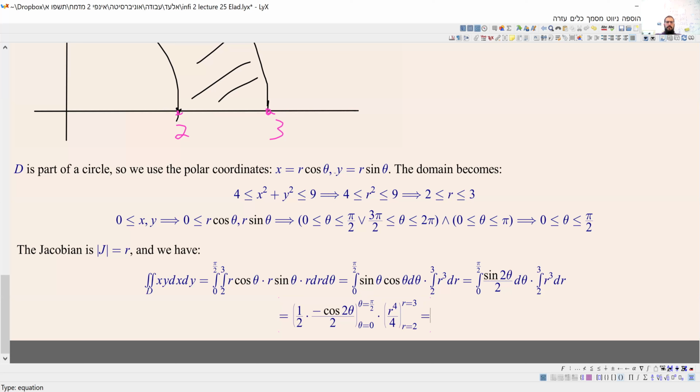Okay. So cosine pi is minus 1. With the minus, it's actually 1. Minus minus is plus. Cosine 0 is 1, so it is 2. So it's half times 2 over 2, multiplied by 3 to the power 4, which is 81, minus 2 to the power of 4, which is 16, over 4. So we are finished with 65 over 8.